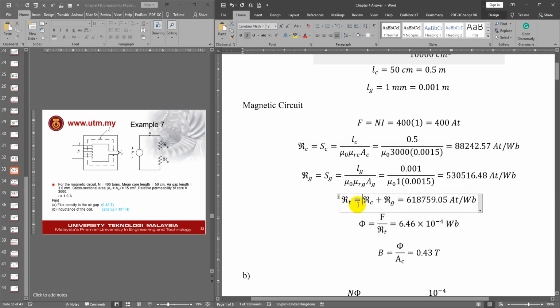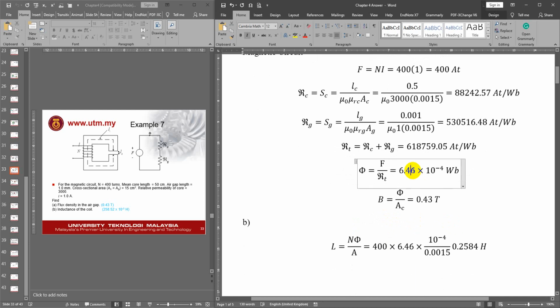So RT equals RC plus R gap. This is just a series circuit. When you involve a series circuit, the resistance in electrical is just added. For a magnetic circuit it is also the same: just add for a series circuit. So add the reluctances and you get this value. Then use something like Ohm's law: flux equals F divided by RT. F is like a voltage, and RT is like a resistance, the reluctance. So like Ohm's law, you get the flux.